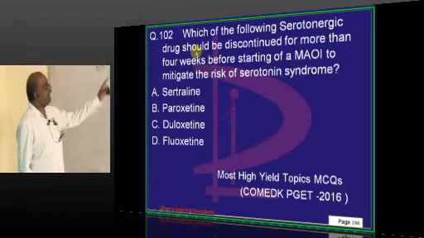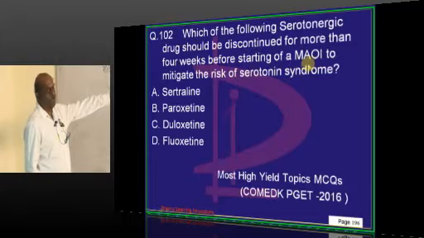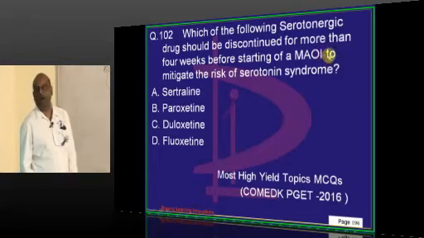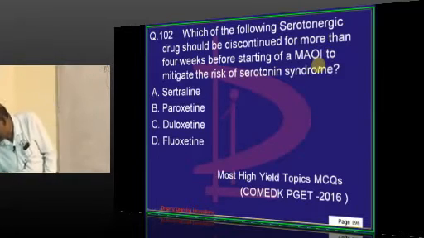Then which serotonergic drug should be discontinued to prevent serotonin syndrome whenever you are combining with MAO-I, MAO inhibitor?